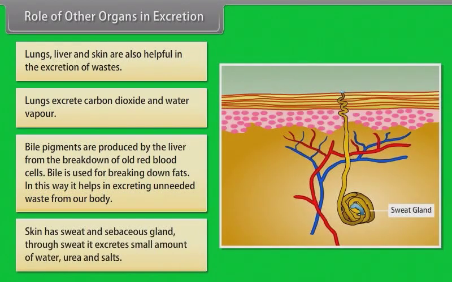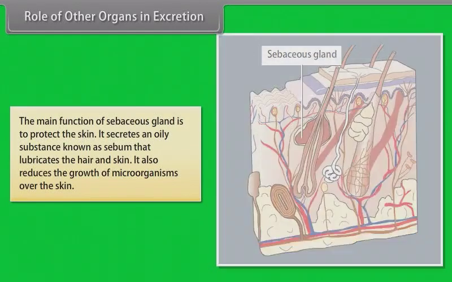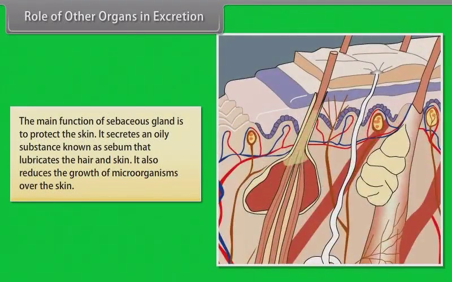Skin has sweat and sebaceous glands. Through sweat, it excretes a small amount of water, urea and salts. The main function of the sebaceous gland is to protect the skin. It secretes an oily substance known as sebum and lubricates the hair and skin. It also reduces the growth of microorganisms over the skin.